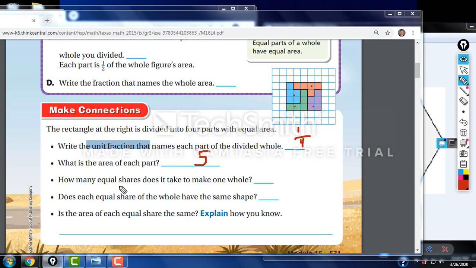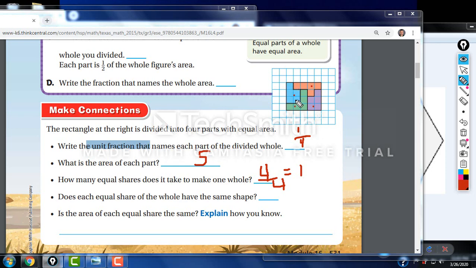How many equal shares does it take to make 1 whole? How many of these do I need to make 1 whole? Well, I count them. 1, 2, 3, 4. I need 4 equal shares. They have to be 4. Remember, because 4 equals 1 whole.